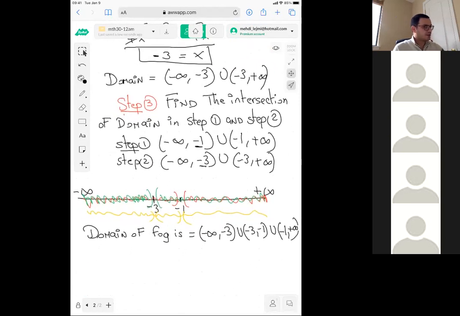So you see here in step 1, I got negative infinity to negative 1, union negative 1 to positive infinity. In step 2, I got any number except negative 3, right? And then I take the intersection. Okay, so if there's no question, guys, let me give you a similar problem. So here's an exercise.